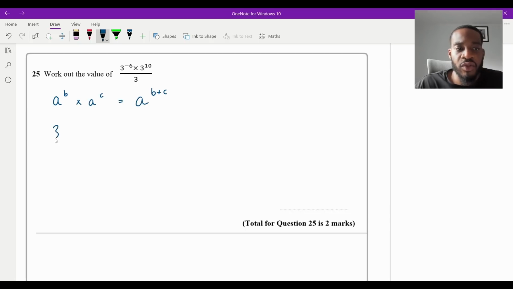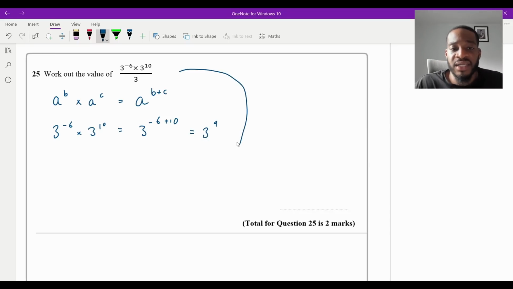So if I've got 3 to the minus 6 times 3 to the 10, that's just going to be 3 to the power of minus 6 plus 10, isn't it? And we can work that out, that's just 10 take away 6, which is going to be a positive 4. So therefore, the numerator is 3 to the 4. So the question is just asking to work out 3 to the 4 divided by 3, right?